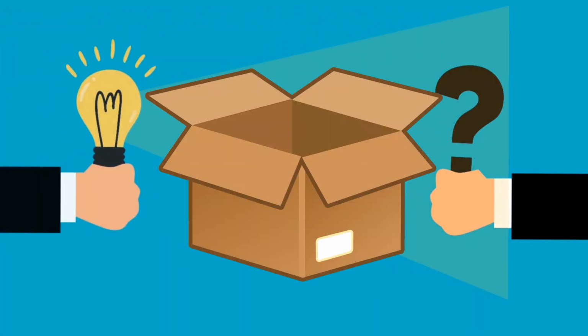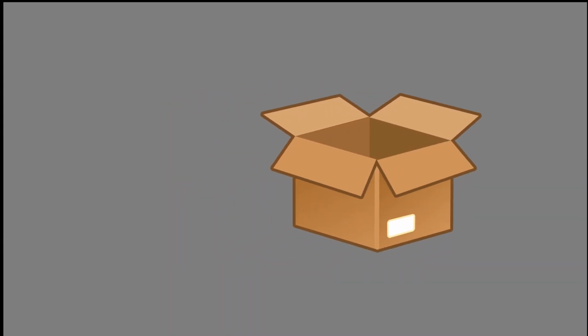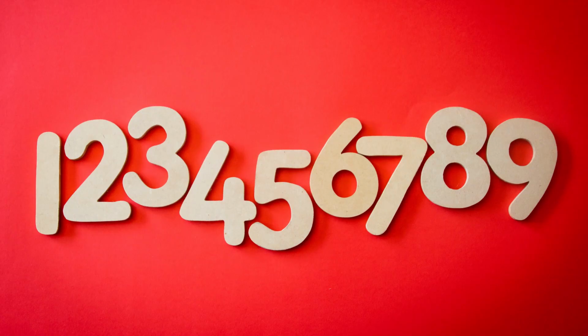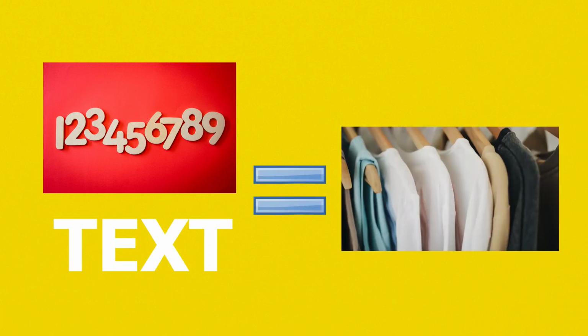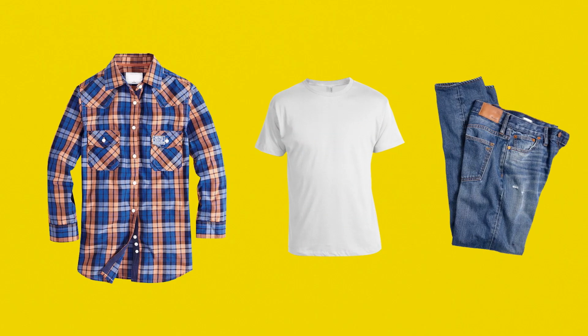Let's think you have a box where you want to keep some things like clothes. The variable is a box and you want to store some things like numbers, text, etc. Numbers and text are clothes. But if you want to keep more kinds of clothes like shirt, t-shirt and pant etc., you can store the clothes of those types in a box.